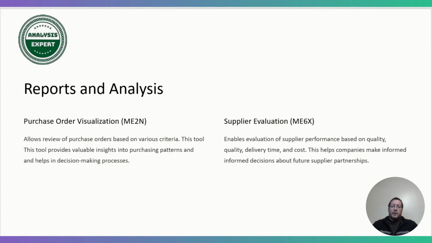Here, analysis report. Here we can visualize using the M2N transaction, which allows you to review purchase orders based on various criteria. This makes it easier to identify purchase order patterns and allows for deeper analysis. Beyond M2N, there are also other transactions that I use, like M2L and others that you'll see in this course, which are very good for generating reports and viewing purchase orders. Materials, costs, and more.